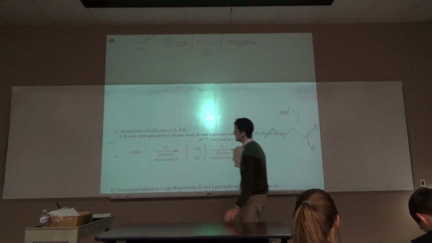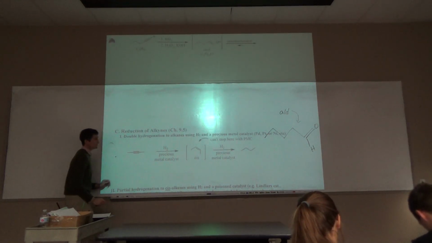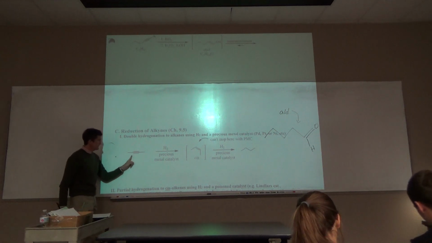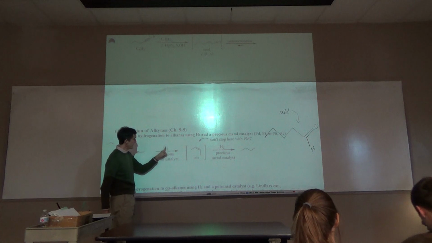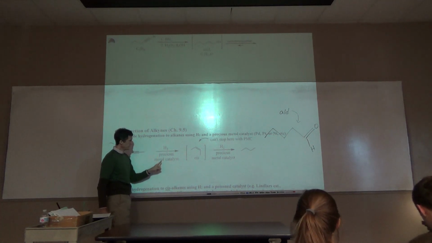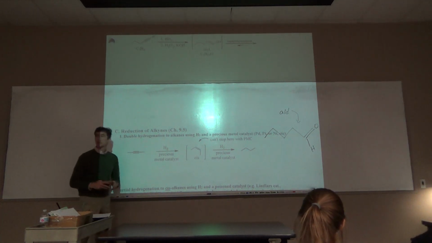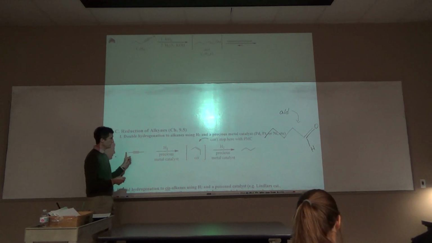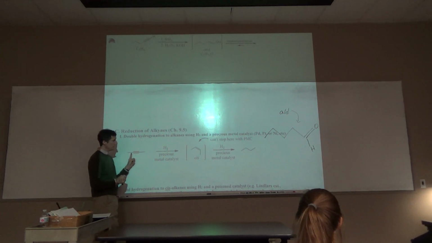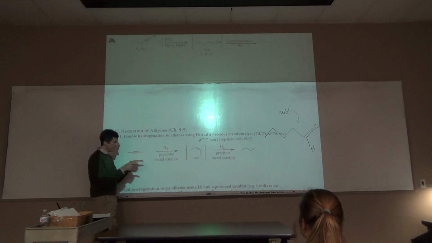Okay, reduction of alkynes. Take an alkyne with two pi bonds. We can hydrogenate the pi bonds with hydrogen and a precious metal catalyst such as nickel, platinum, or palladium. We've looked at this before. And you could add two H's across the pi bond.